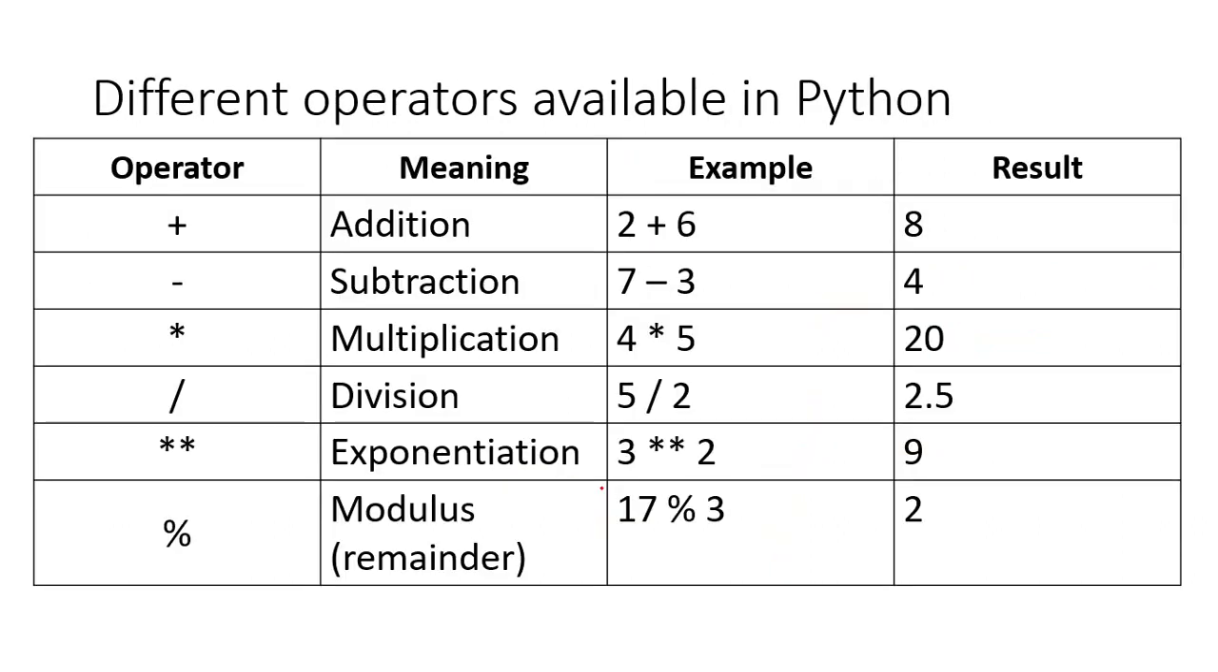Now, there are a lot of different operators available in Python. You can add things, you can subtract, multiply, divide. So those are all the normal ones, the ones you guys are used to, okay? So if I wanted to add, it'd be 2 plus 6, 7 minus 3, the normal stuff, right? Now, here's where we get to some different ones.